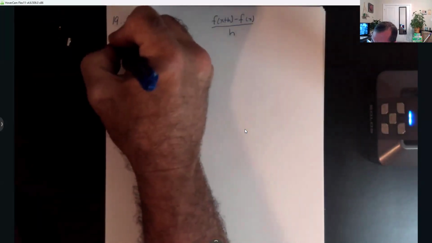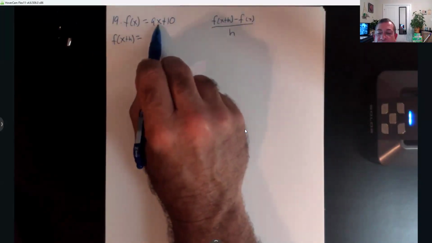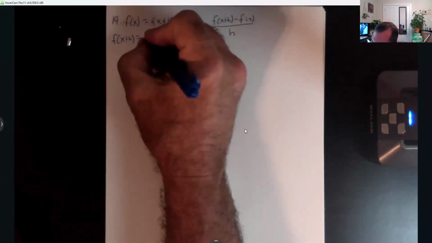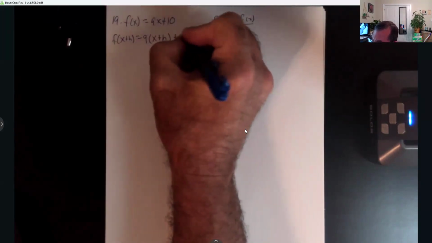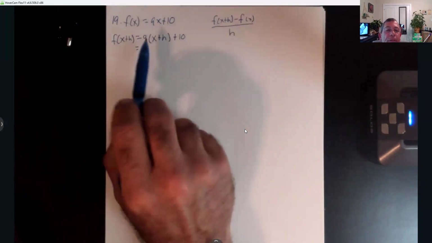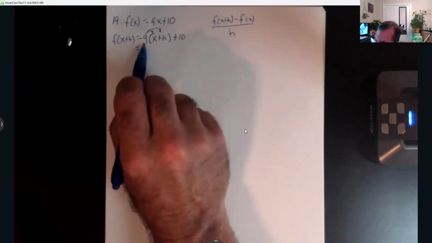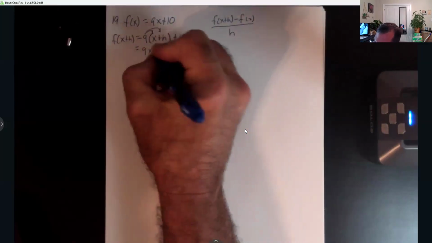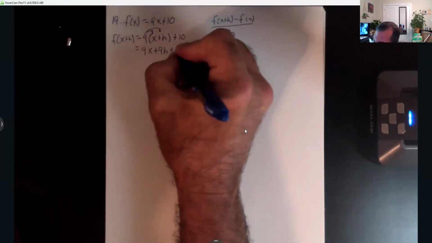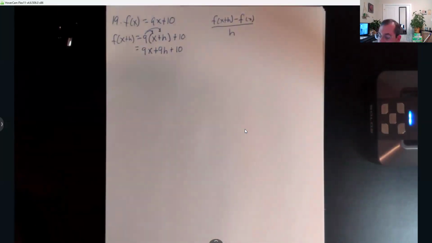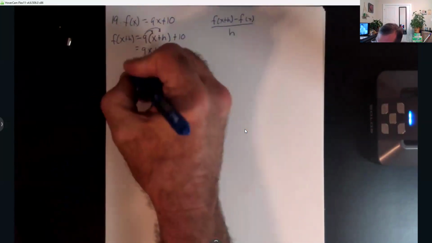So the first thing I'm going to do is find f of x plus h. So take this function and put an x plus h in for the x. So you get 9 times x plus h plus 10. And y'all, if you notice, all I can do is distribute my 9 to get rid of parentheses. So 9 times x is 9x, plus 9 times h is 9h, and at the end is my plus 10. So that's f of x plus h. We now have everything.